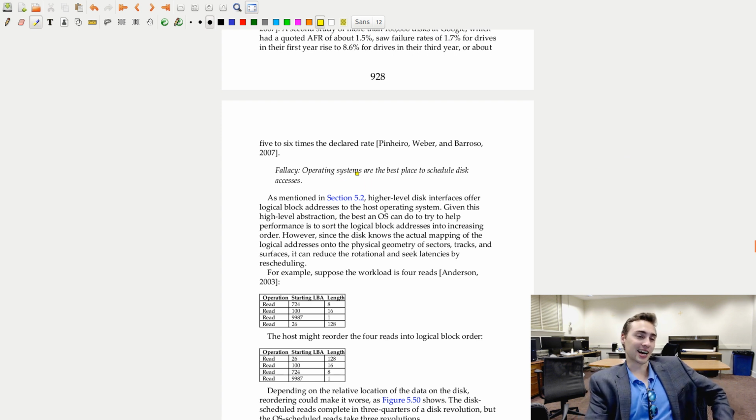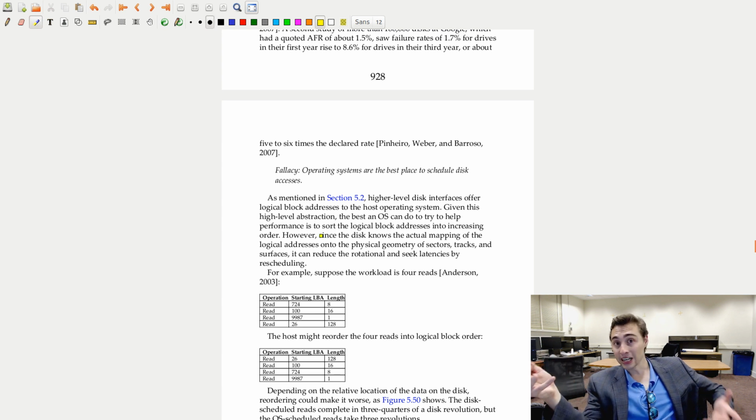So fallacy. Operating systems are the best place to schedule disk accesses. Not always. As mentioned in 5.2, higher-level disk interfaces offer logical block addresses to the host operating system. So the best an OS can do to try and help performance is to sort the logical block addresses into increasing order.